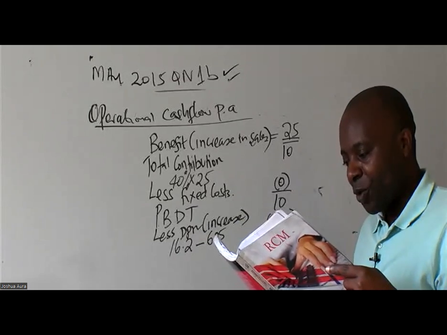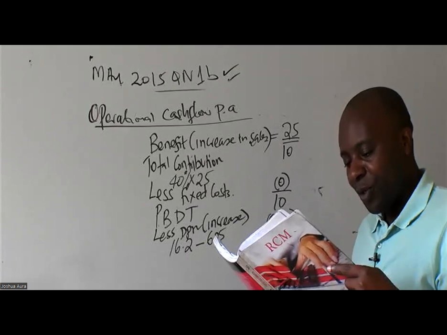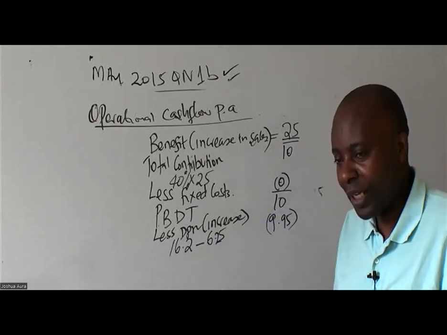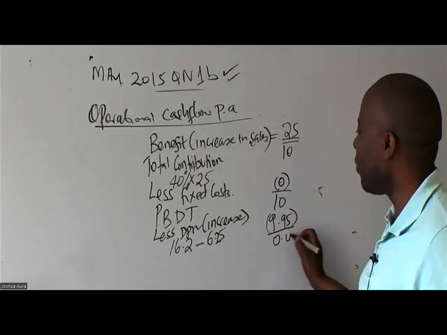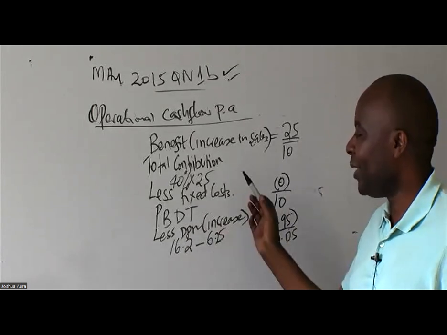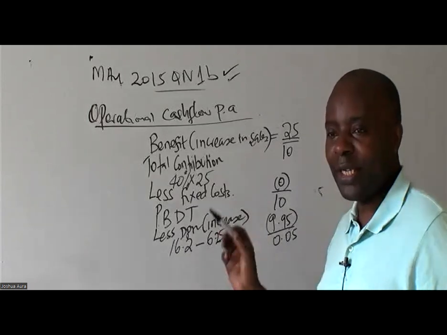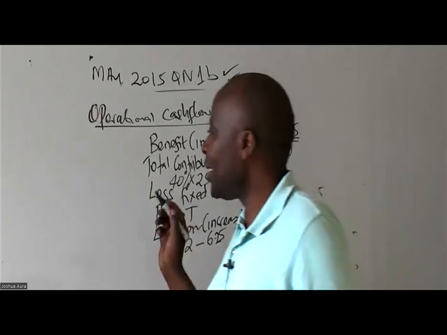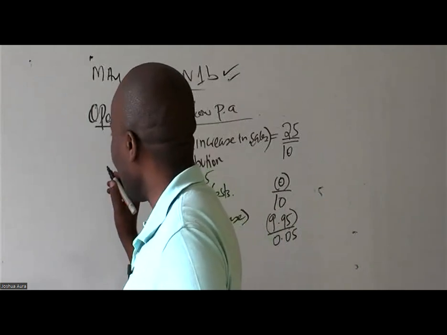So try subtracting there. What figure are we getting? 0.05. Can we revisit this depreciation of the new machine? Let's see whether we are right. What are we supposed to be having there as depreciation?